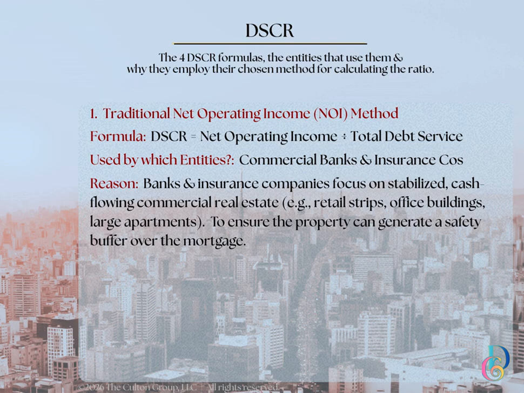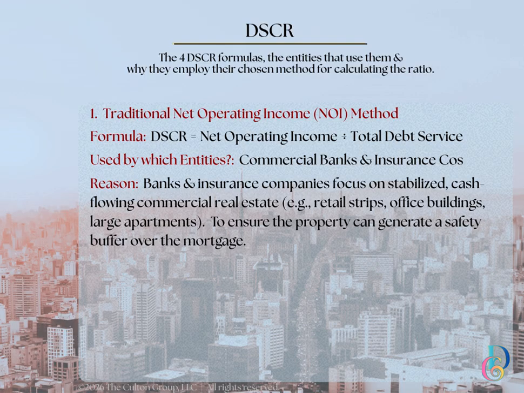I'll give you the pros and cons that go with it too. So this is the first one: traditional net operating income. This is the NOI method. This is the commercial real estate method. The formula is DSCR equals net operating income divided by total debt service. And the entities that use this method are commercial banks and insurance companies. And commercial banks covers a lot of territory.